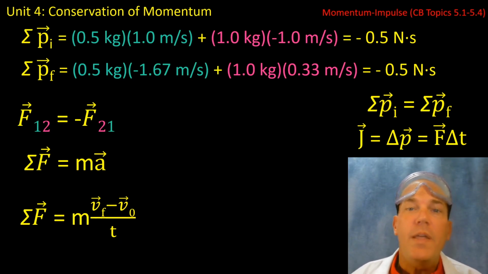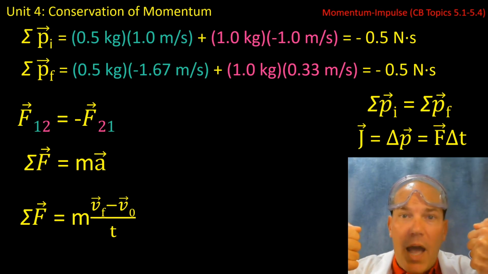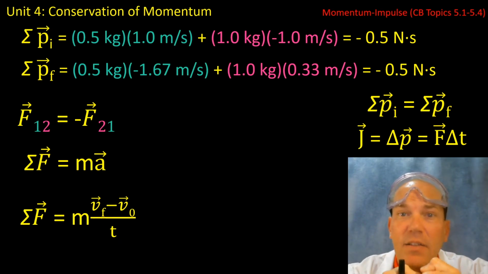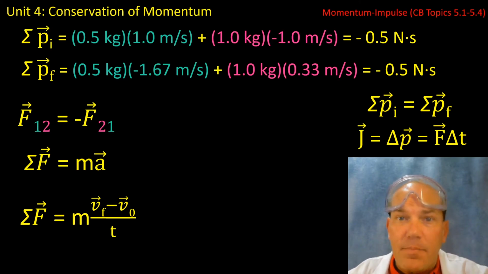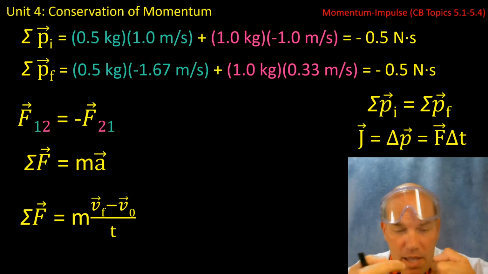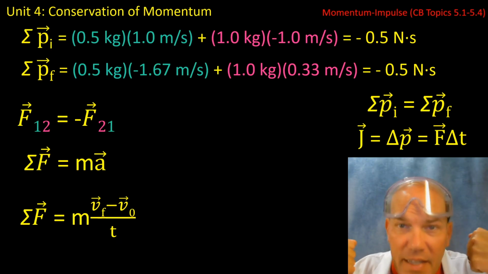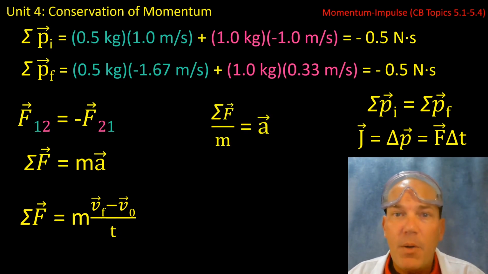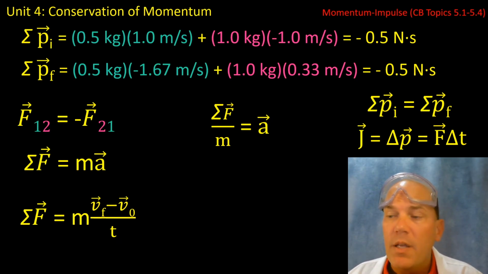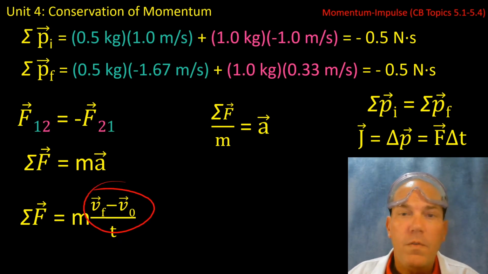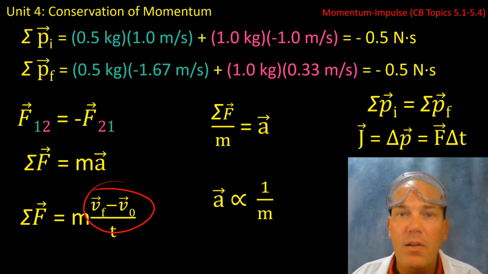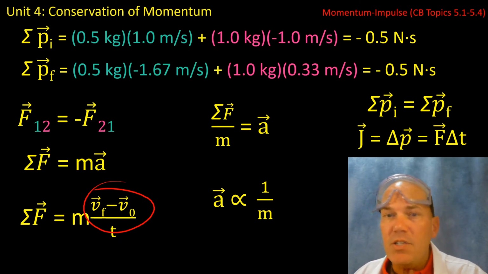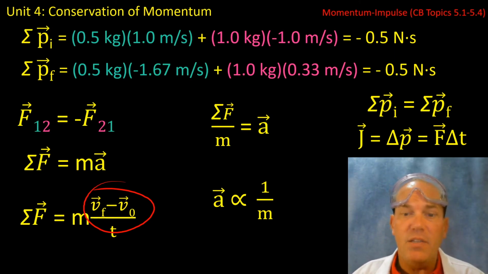Lastly, we know that the duration of time those two objects are in contact during the collision is the same. A fraction of a second here and a fraction of a second here. They are the exact same. So we can rearrange Newton's second law and divide both sides by the mass to isolate the acceleration, which again is nothing more than the change in velocity over the change in time. This will allow us to mathematically compare mass and acceleration within this particular scenario.